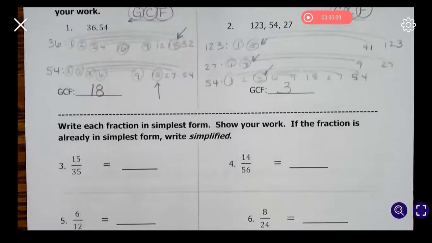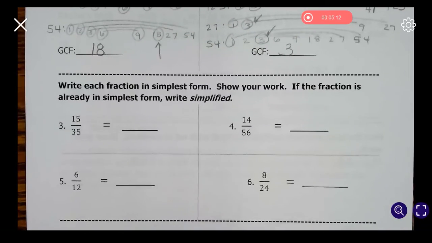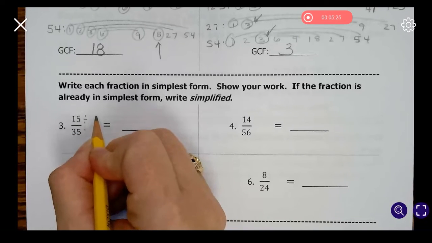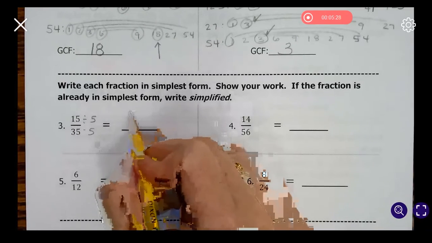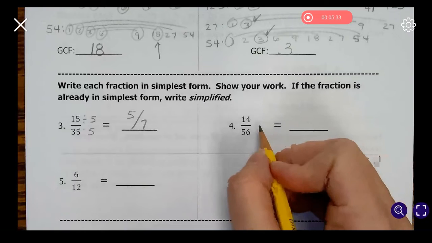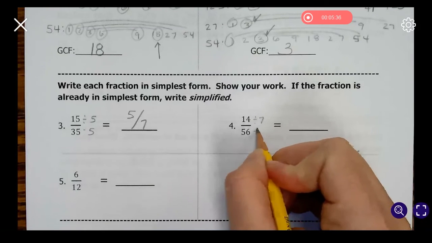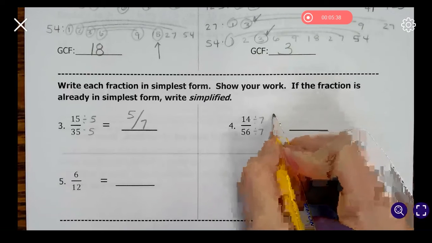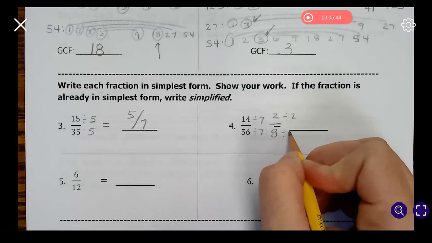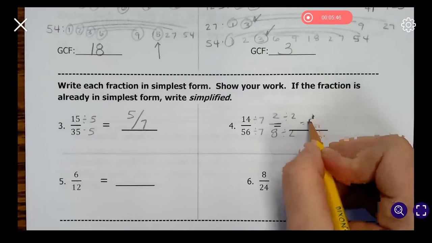Next question. Write each fraction in simplest form. Show your work. If the fraction is already in simplest form, write simplified. All right, so for question number 3, we're going to divide the top and bottom numbers by 5 and we get 5/7. For question number 4, you should divide by 7 on the top and the bottom, which gives you 2/8. And then you can divide by 2, and that would give you 1/4.